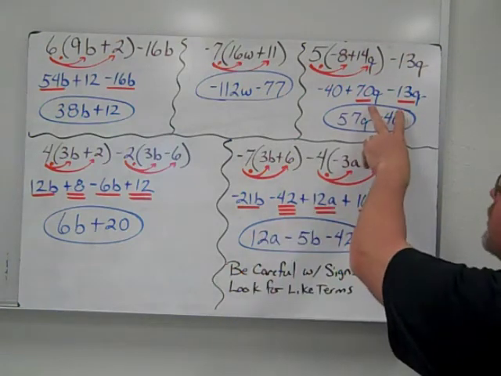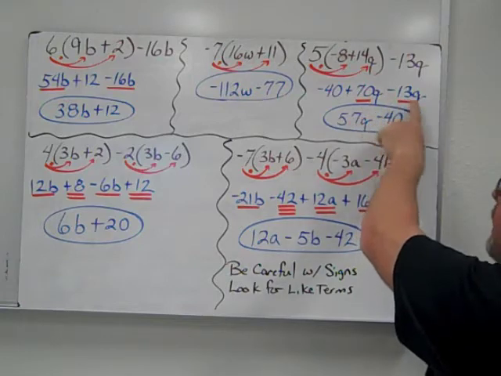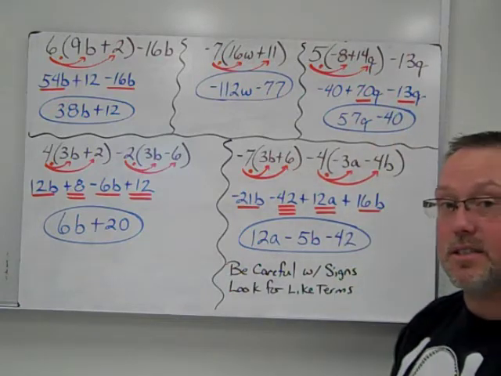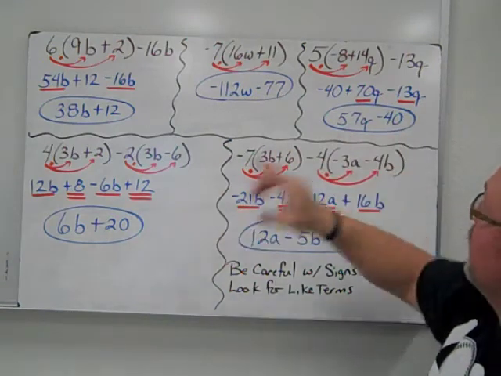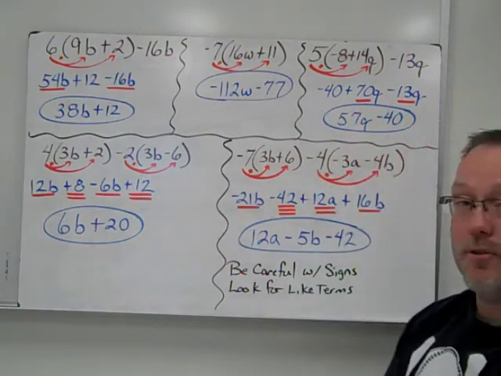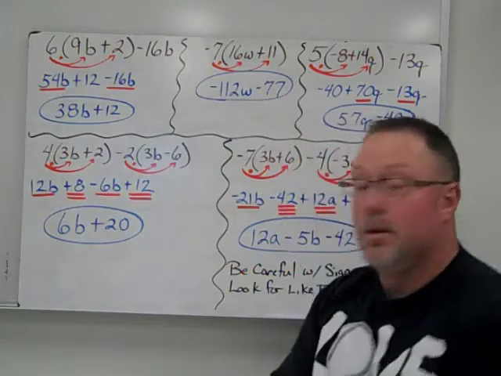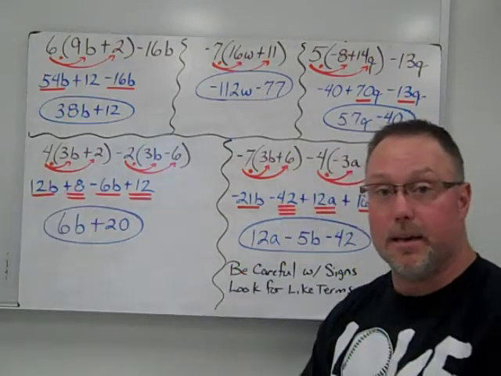Now I have like terms here, so I combine them. Different signs, I subtract. Larger number carries the sign. Letter always comes first. Negative 40 comes in the back. All we can do now is just expand it.